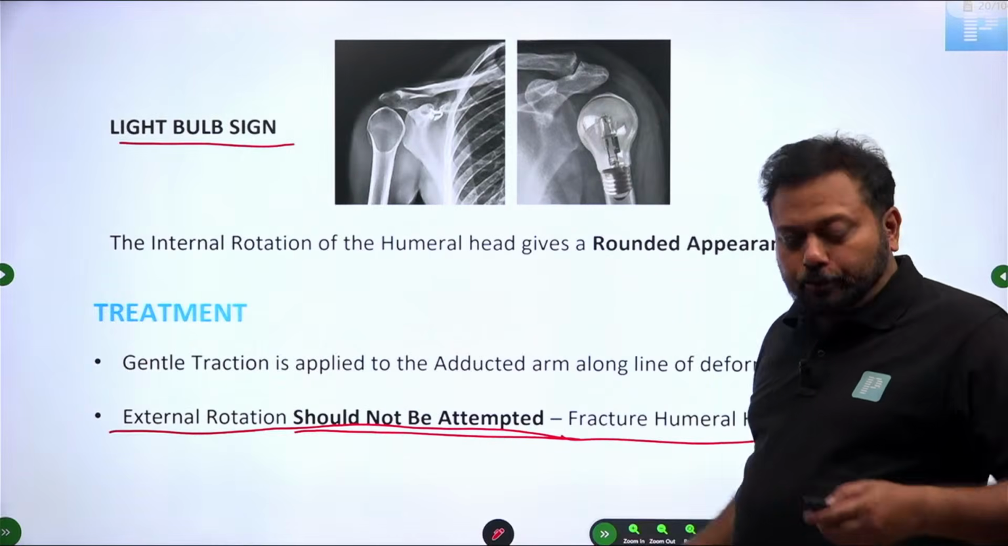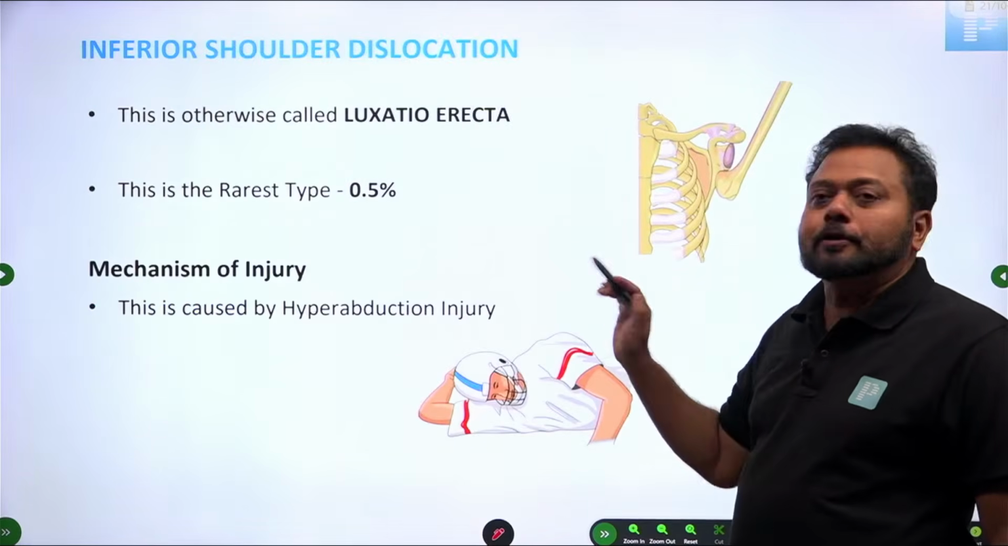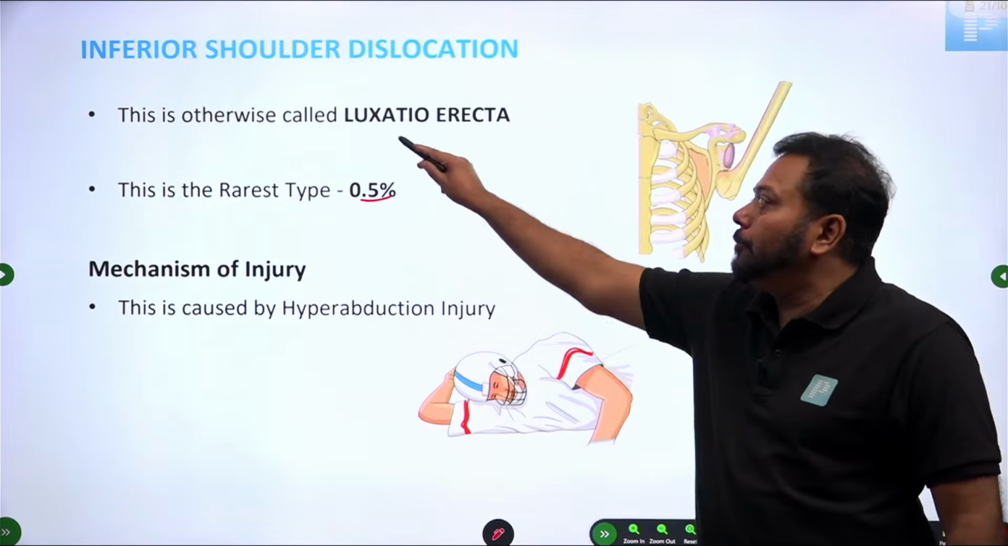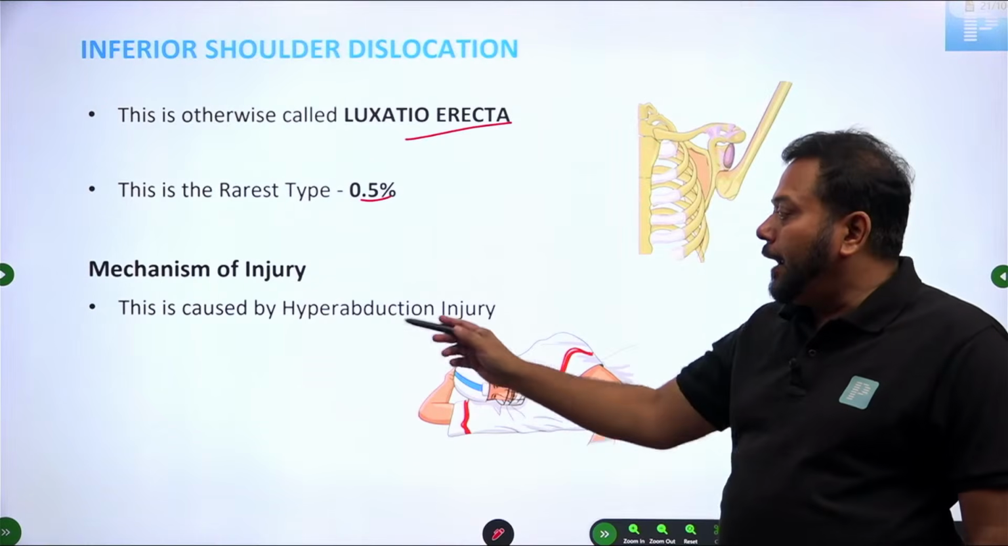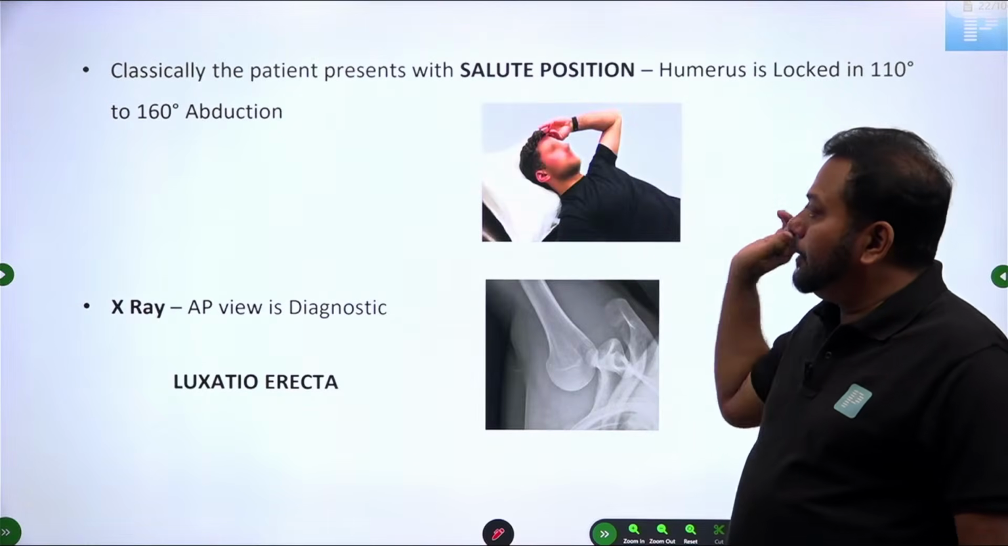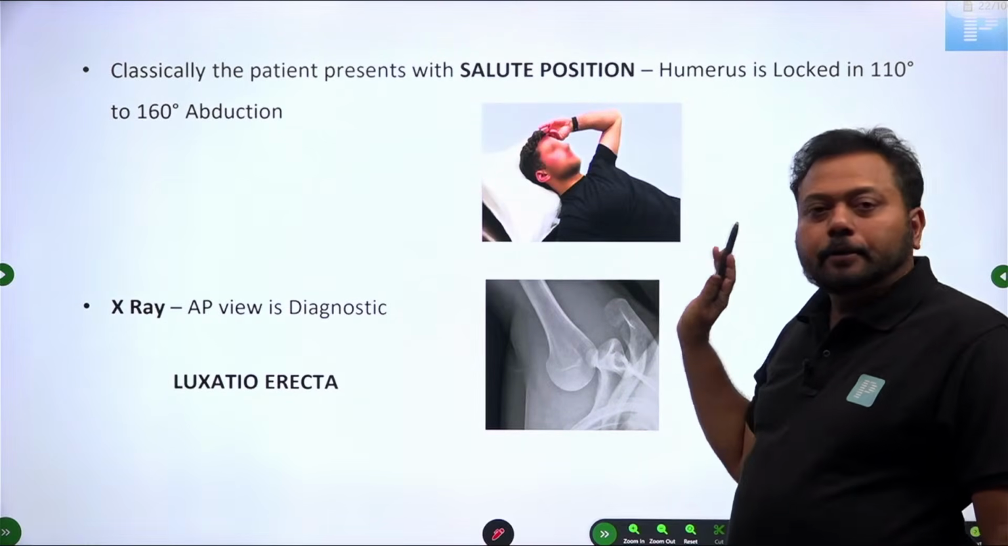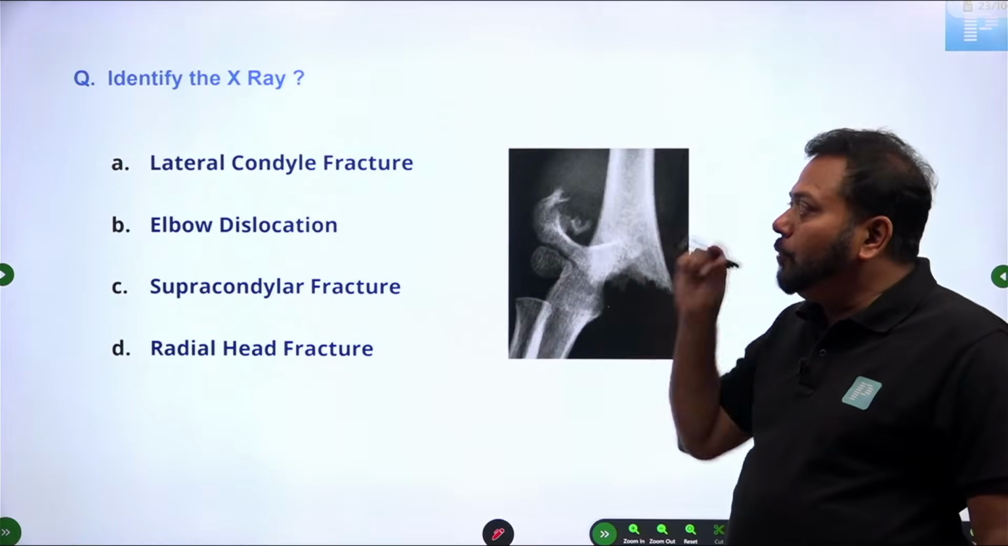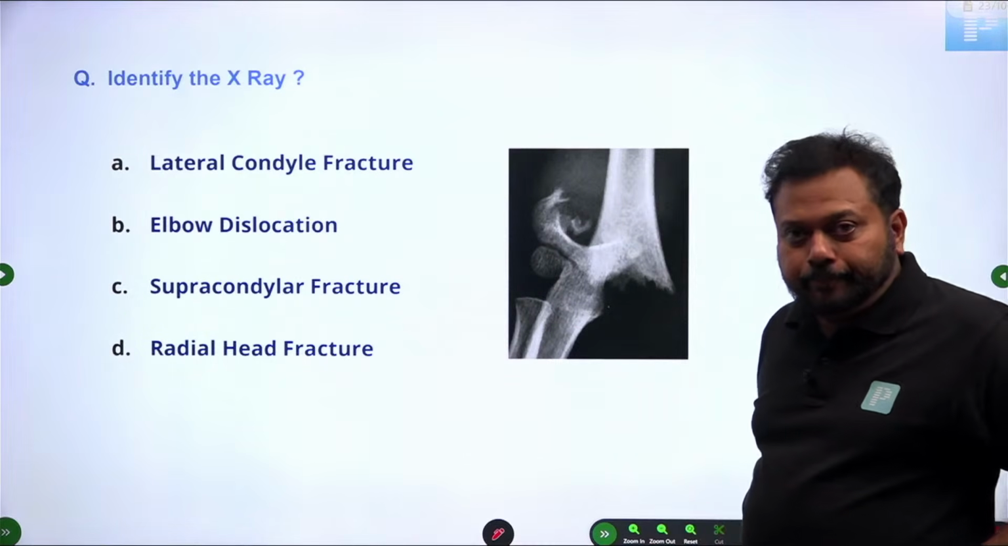That's all in posterior shoulder dislocation. Inferior shoulder dislocation is the rarest type you should know, luxatio erecta, and this is a hyperabduction injury. Salute position. That's all, nothing special. We will move on to the next question.